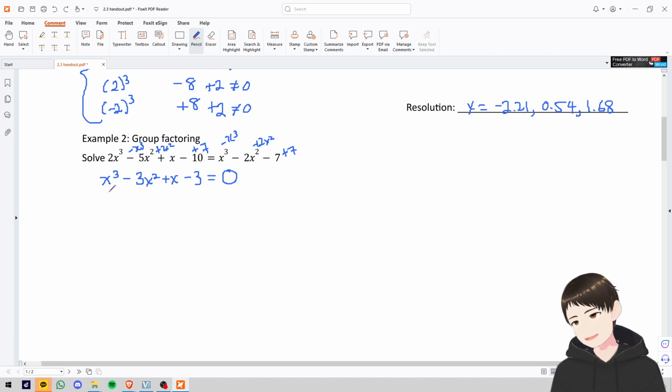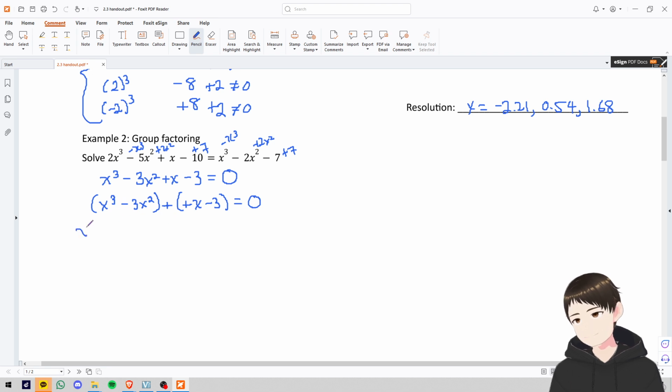I also see a pattern of positive 1 coefficient, negative 3, positive 1 coefficient, negative 3. Because of all the practice I've done with cubics and whatnot, I recognize this quadnomial, this polynomial. I'm going to group factor this. It's going to be x to the power of 3 minus 3x squared plus a positive x minus 3. The first two terms and the last two terms are separated with an addition.